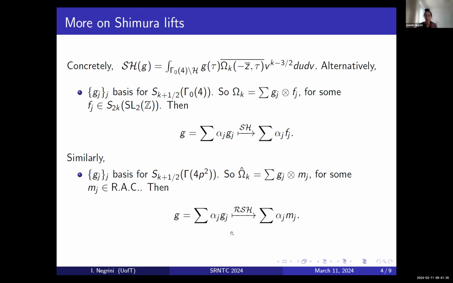And so again, if you want to do rigid Shimura of G, you write G on the basis, some scalars times the basis, and then you send it to the scalars times these rigid cocycles. So in total, this finite sum will be a rigid cocycle. Okay, and so this is how we construct the Shimura lift in this rigid analytic setting.